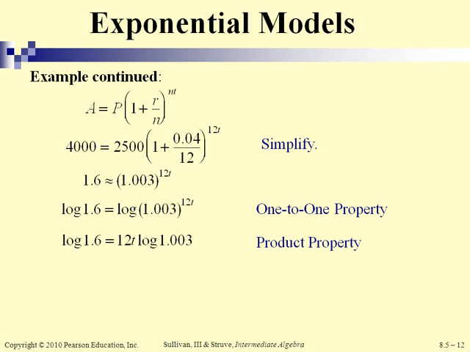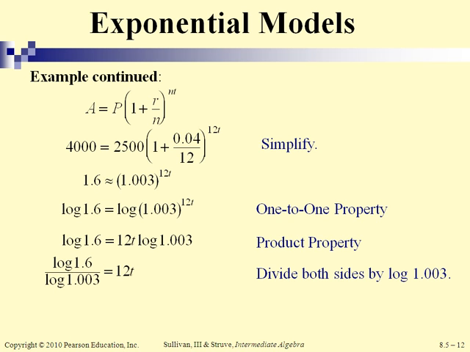How do I find t? T is the one that I need to isolate. So you just divide both sides by log 1.003, 12t equal to this. So what is t? Divide both sides by 12. Okay? All right.